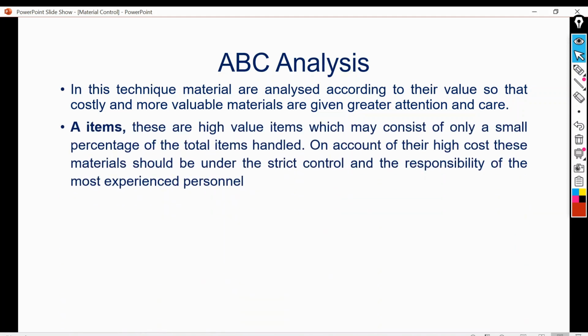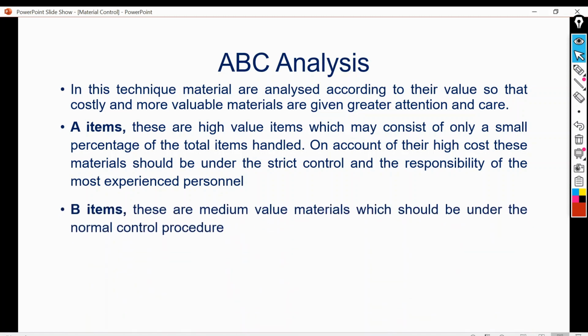A items are high value items which may consist of only a small percentage of the total items handled. On account of their high cost, these materials should be under strict control and the responsibility of the most experienced person. In category A items, we should maintain proper and strict control, and regarding the responsibility of the storekeeper for A items, we depute a very experienced storekeeper to judge or control such items under the A category.